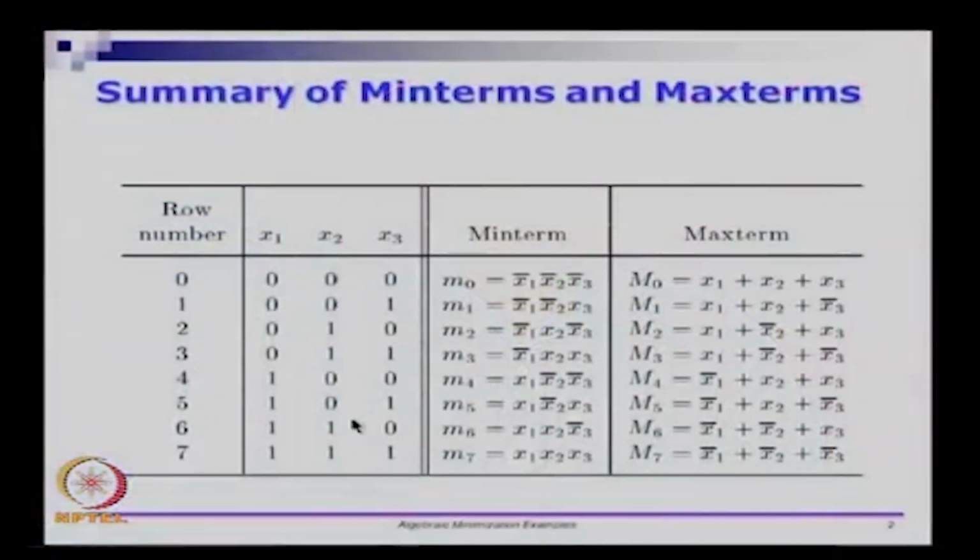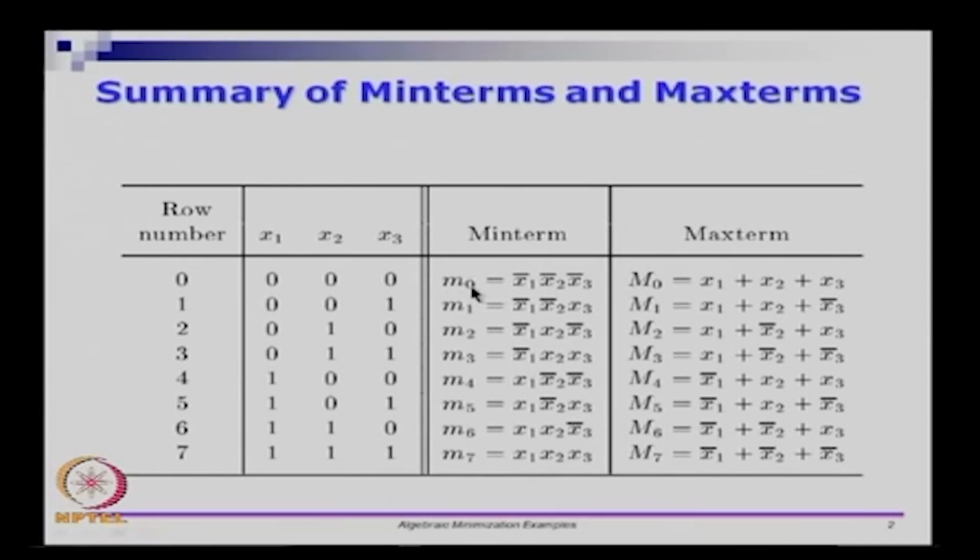So I want to give a quick summary of this notion of min terms and max terms. So we have the familiar truth table representation. We have 0, 0, 0 to 1, 1, 1, and they correspond to row numbers 0 to 7. I mentioned that the small case m is used for min terms and uppercase M is used for max terms, and the subscript is indicative of which term you are talking about.